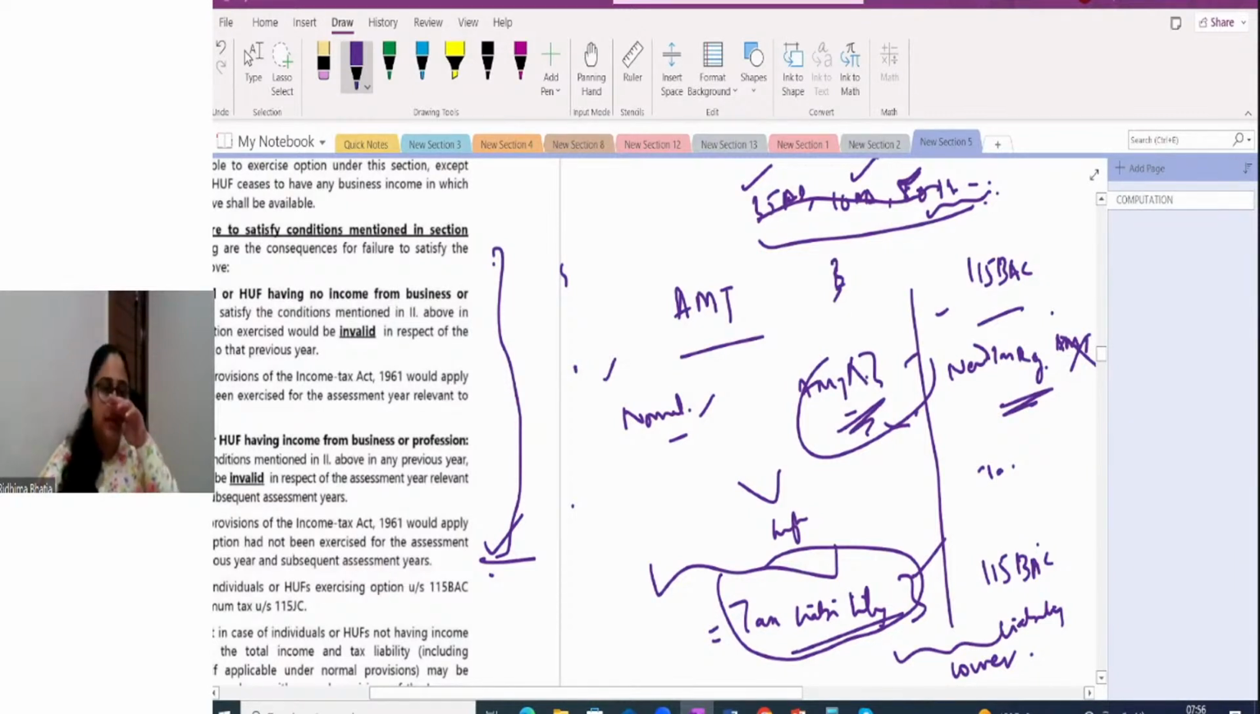इसमें TDS TCS के credits मिलेंगे, correct? This is 115 BAC is your tax liability only. इसके बाद जो स्टेप होता है TDS credits का, TCS credit का, एडवांस टैक्स का, वो सब मिलेगा आपको.